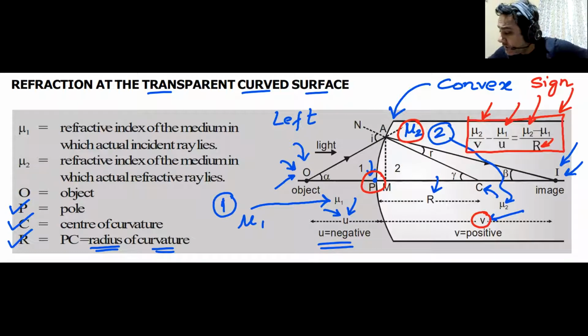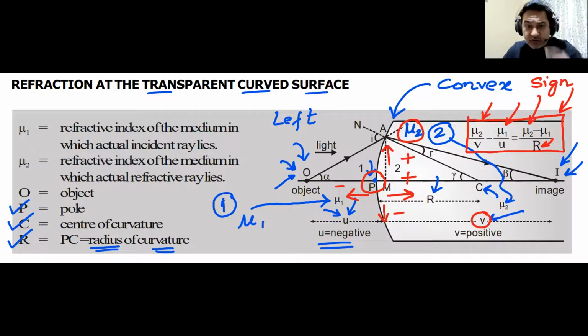So everything on the right side of P becomes positive. Everything on the left side of P becomes negative. Everything above P becomes positive. Everything below P becomes negative. Do we understand this? Yes, sir. I'll give you a minute to note everything down in the sheet, or it's better if you can draw a diagram. That would be better.